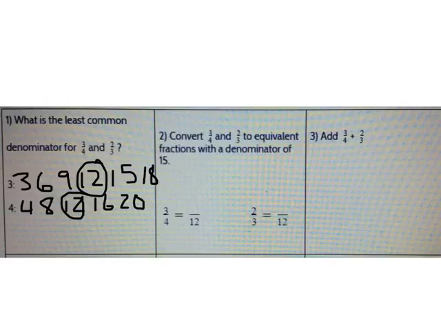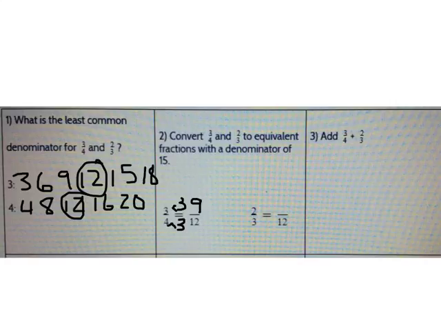Now that we know the least common denominator is 12, let's change each fraction so that it has a denominator of 12. 3/4 equals blank over 12. Well, what do I multiply 4 by to get to 12? 4 times 3 is 12. That means I need to multiply 3 times 3 in the numerator. What's 3 times 3? It's 9. So 3/4 is equal to 9/12.